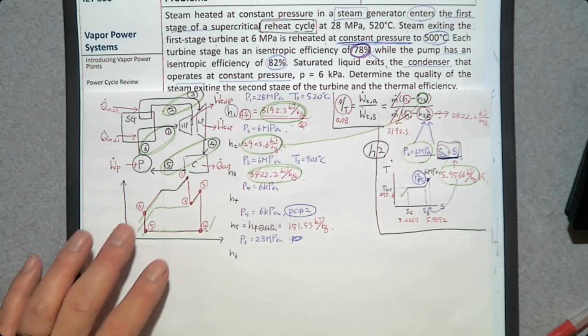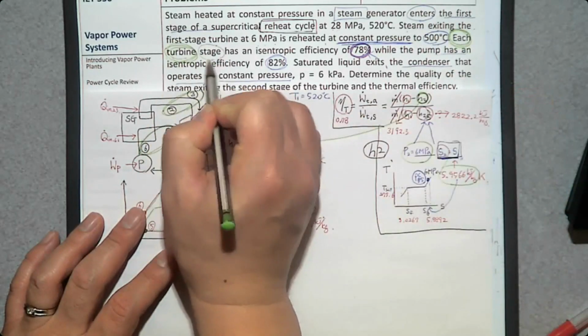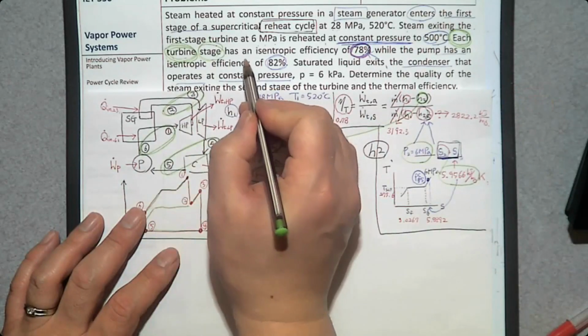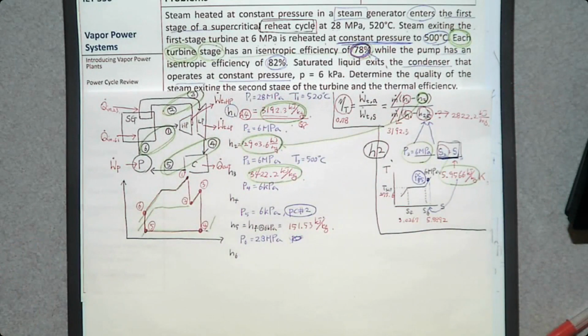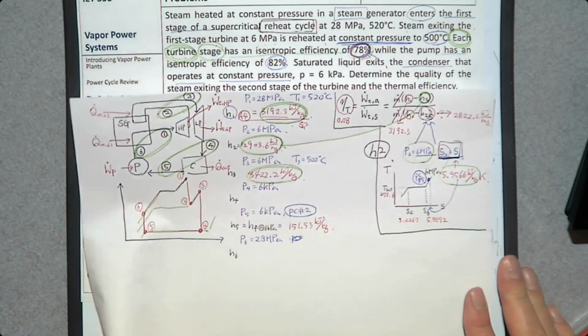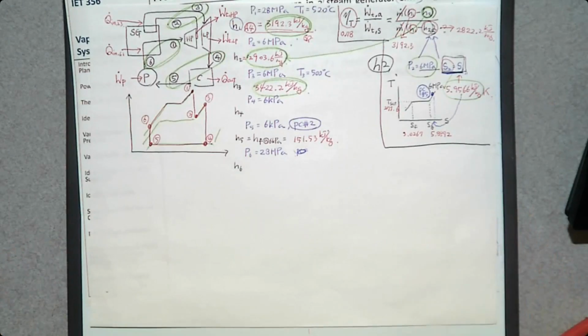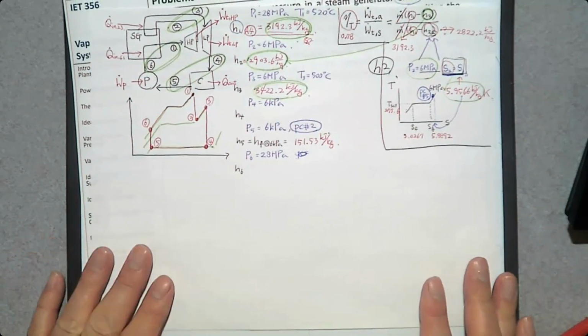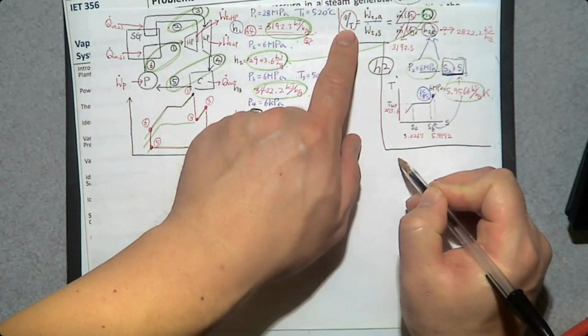So let's go read the problem statement. Each turbine stage, which is between 3 and 4, has an isentropic efficiency of 78%. So to determine H4, we have to repeat this process one more time. I'm pretty sure that you're not very happy, but that's what we have to do. So let me repeat this.